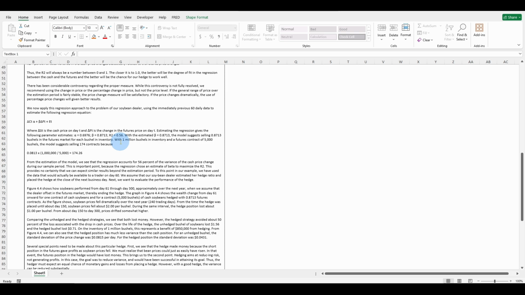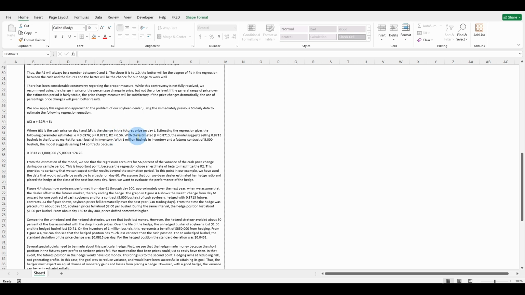We now apply the regression approach to the problem of our soybean dealer, using the immediate previous 60-day data to estimate the following regression equation. Here, the change in S of T is the change in the cash price on day T, and the change in F of T is the change in the futures price on day T. Estimating the regression gives the following parameter estimates. Alpha equals 0.69, beta is equal to 0.8713, R squared is equal to 0.56.